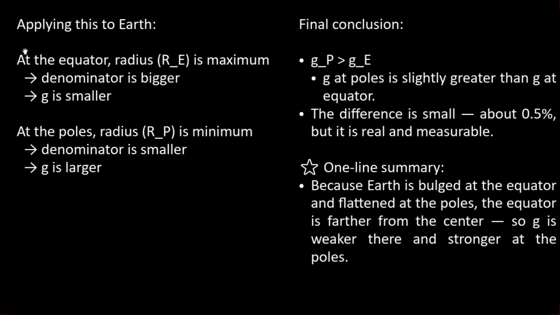That we know. So applying to Earth, we have at the equator, denominator is bigger, so g is smaller. At the pole, denominator is smaller, so g is larger. So g at the poles is slightly greater than g at the equator. The difference is small, about 0.5%, but it is real and measurable. So in summary, because Earth is bulged at the equator and flattened at the pole, the equator is further from the center. So g is weaker there and stronger at the poles. And that's that.